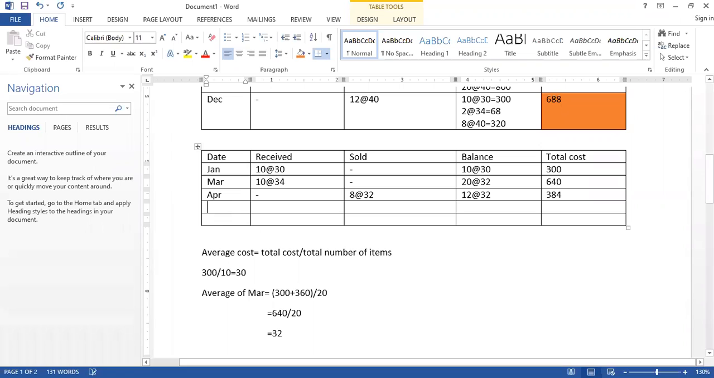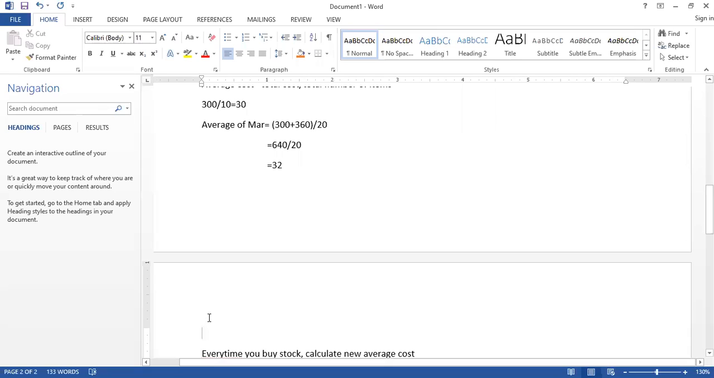And then we move on to September. Now what did we do in September? We bought 20 items at 40. We bought 20 items at the price of 40. Okay, so we calculate our new average. Let's quickly calculate our new average. We said every time you buy, you calculate a new average. So the average of September.